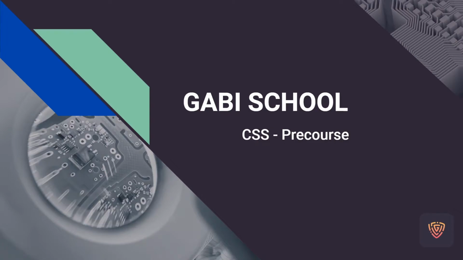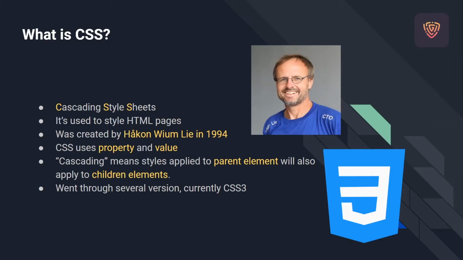Today we'll go over CSS, Precourse. So what is CSS? CSS stands for Cascading Style Sheet. It's used to style HTML pages, and it was created by Håkon Wium Lie in 1994. CSS uses property and value, and we'll talk about that. I'll show you how that looks like.